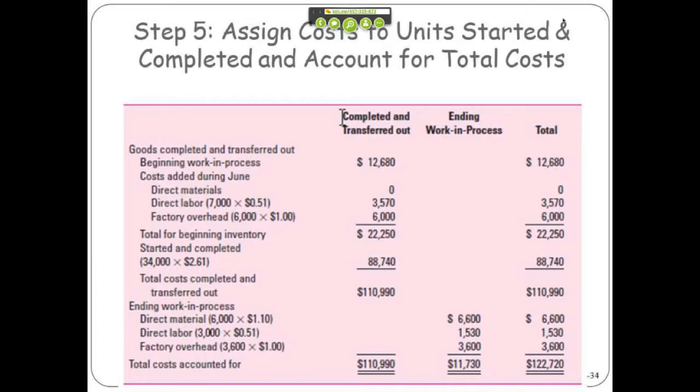Then we started and completed 34,000 units. How do we know that? We know that we completed a total of 44,000 units, and 10,000 were finished that started the previous period, so 34,000 were started and completed. It's this math that we did over here. At the full cost, the cost of that was $87,740.